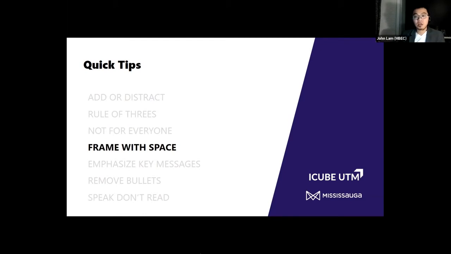Frame with space, all right? Whether that's on your slides, use your blank space. If it's in your script, use your pauses. Slow down when you talk. Talk faster. Talk slower, right? So you can provide that space. If you have a very important key message, frame it with space. Give it time to breathe. All right, let people actually understand what it is that you're saying.